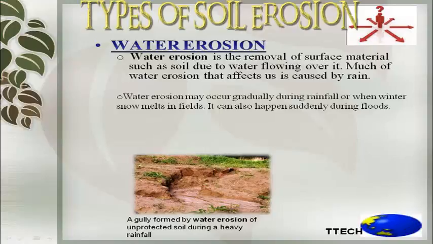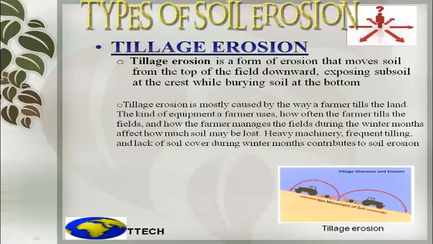A gully formed by water erosion of unprotected soil during a heavy rainfall. That is a picture of what I just said. That is the picture of a gully, to show you how tillage erosion occurs.